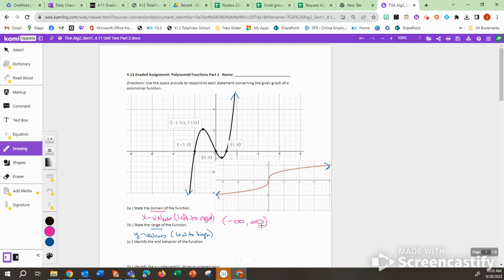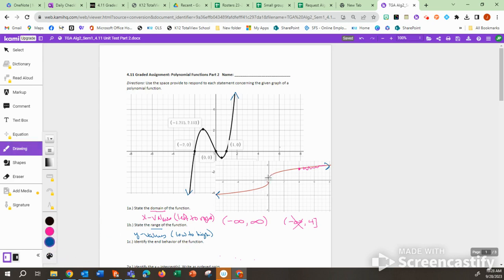All right, sometimes graphs stop. So for instance, if there was a point here and you didn't have this part of the graph, then the domain would actually be -infinity to 4. But since the graph goes forever to the right and forever to the left, it's -infinity to positive infinity.